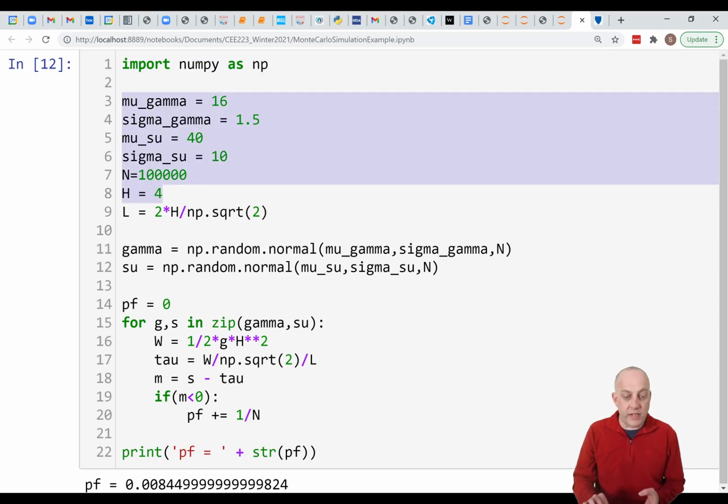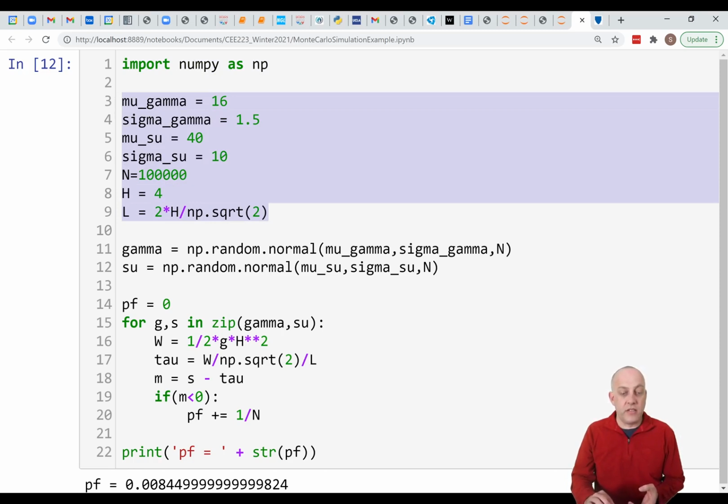Then this set of 6 or 7 lines, I'm defining the input parameters. The mean value of the unit weight is 16. The standard deviation of the unit weight is 1.5. The mean value of the undrained strength is 40. The standard deviation is 10. Then I'm doing 100,000 Monte Carlo simulations, so n is 100,000 here. The height is 4 meters, and the length of the failure surface is 2h over square root of 2. I think that's like 5.7 meters, something like that.